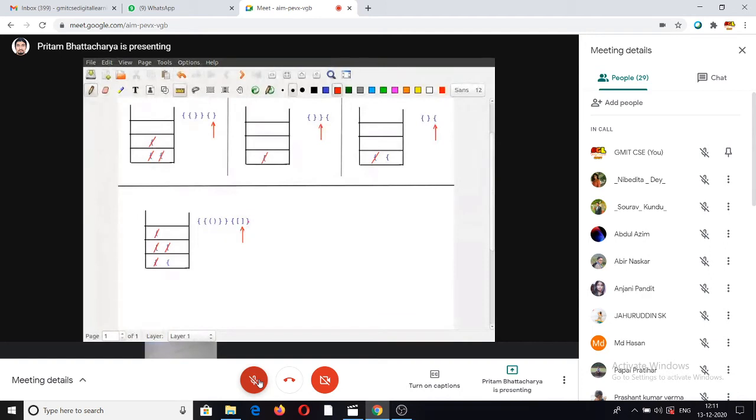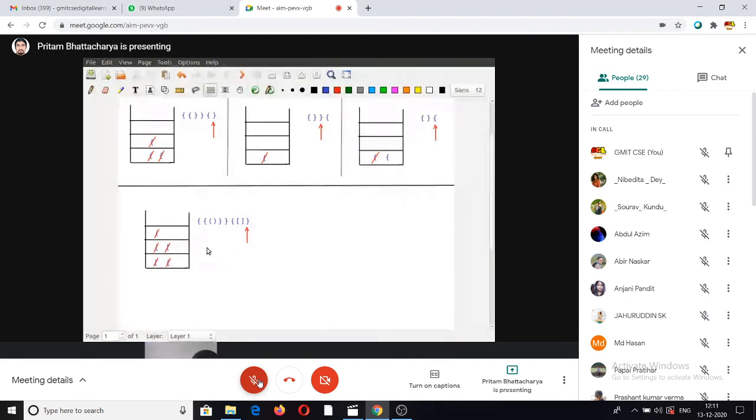So it's a closing brace, that is second bracket, and there's a corresponding opening second bracket. And finally, I reached the end. I've processed till the end, and I find the stack is empty. So this is accepted, this is a yes instance. Okay.